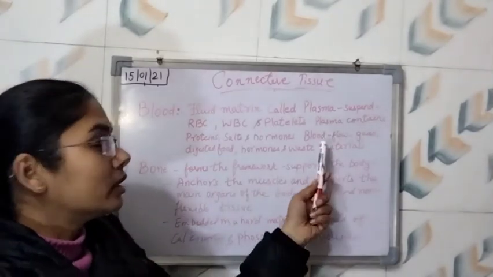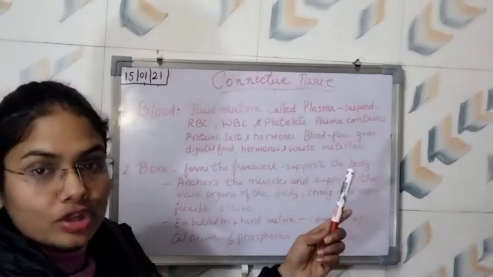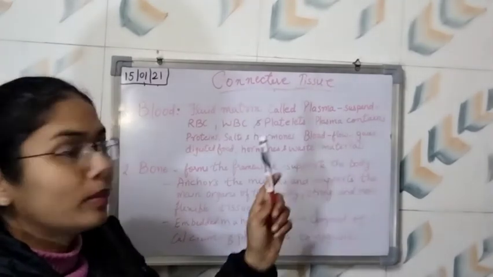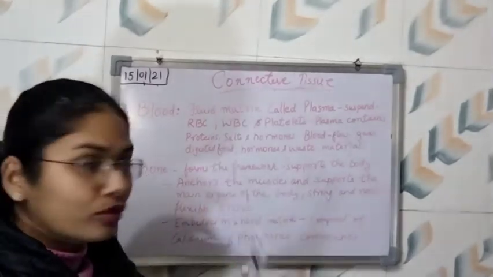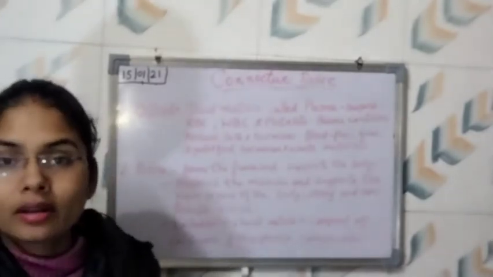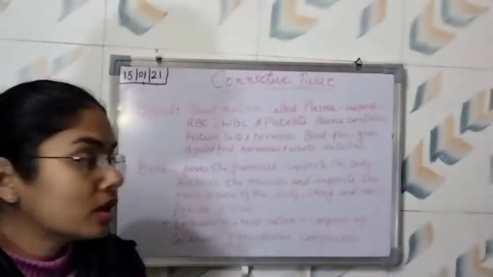And what is the function of blood? Blood helps in the flow of gases, digested food, hormones and waste material, and helps in excreting the waste material, right? So this is all about the blood, right?